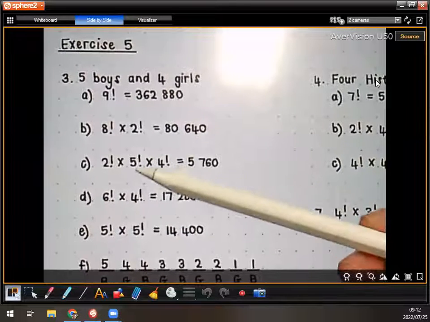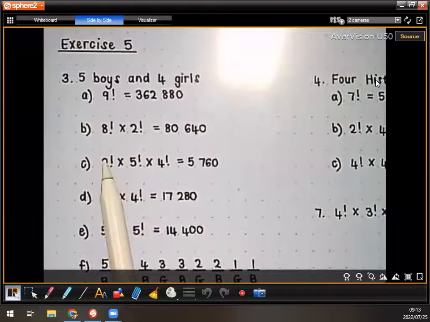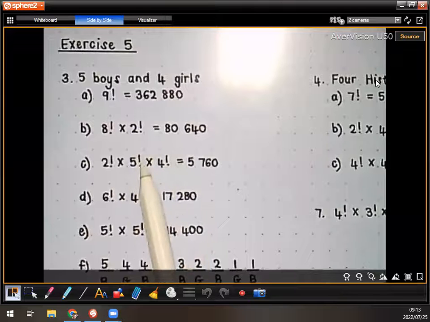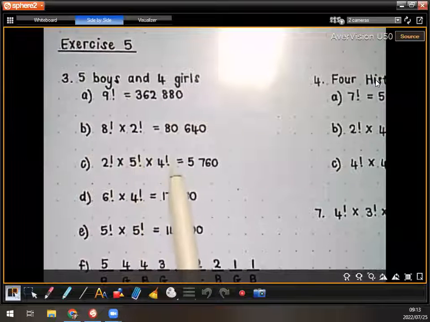Okay, so C, this was now saying all the boys want to sit together and all the girls. Okay, so do we agree that there are 2 groups? The group of boys and the group of girls, so that's 2 factorial. These are the 5 boys, how they can be arranged within their one group, and then the 4 girls within their group.